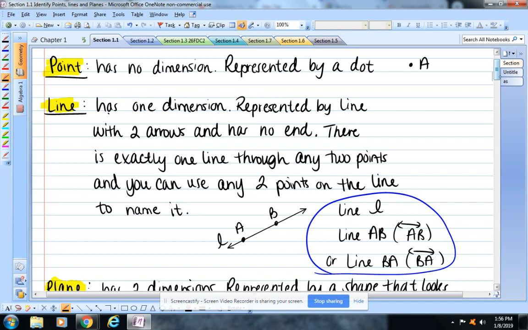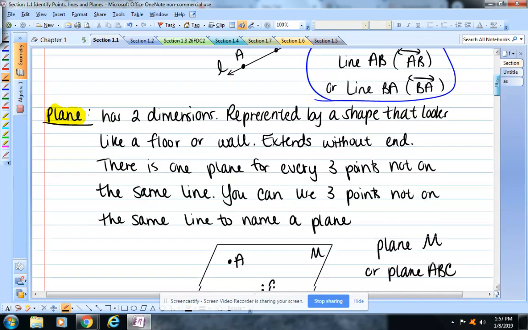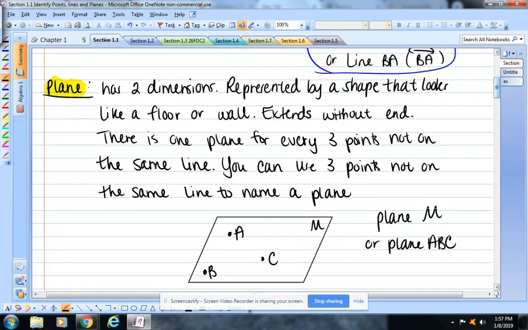Okay? So I'm going to say line AB, and represent that with A and B with a line with 2 arrows over it. Okay? All right, the next definition is a plane. And I'm going to hush for a second and let y'all copy if y'all can read my handwriting.